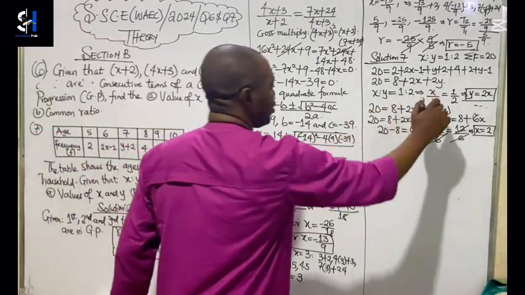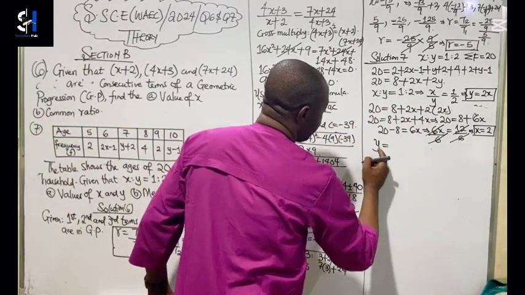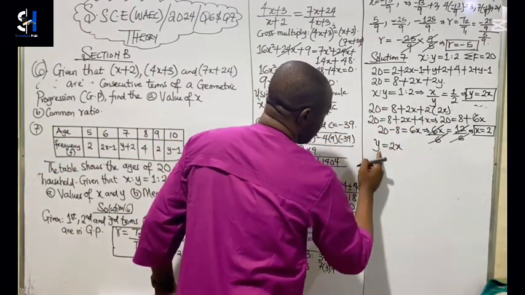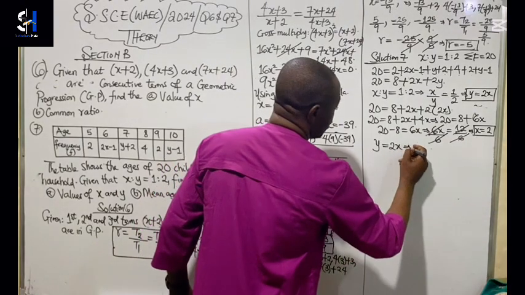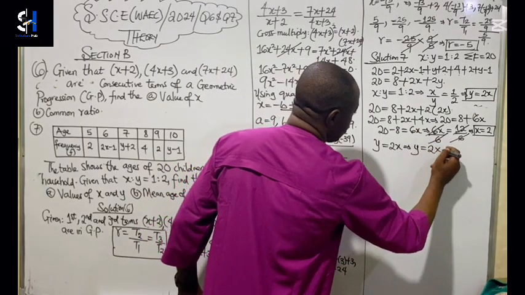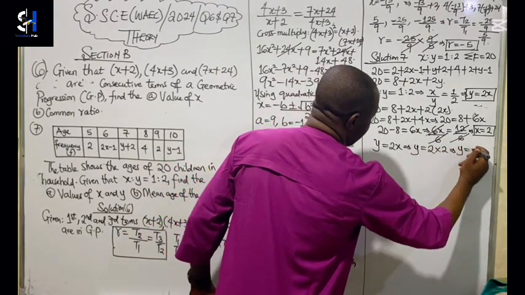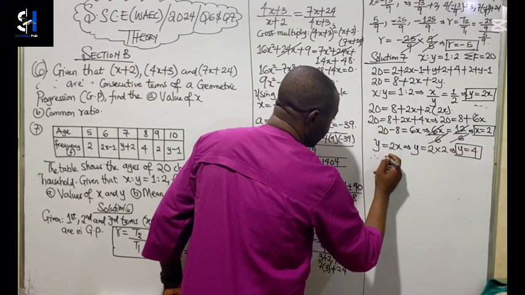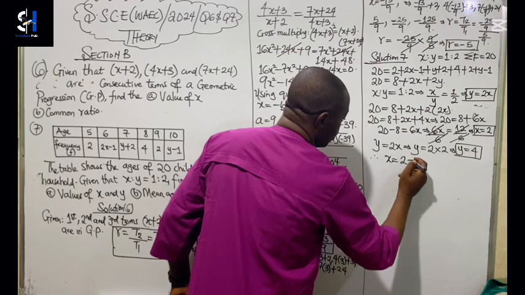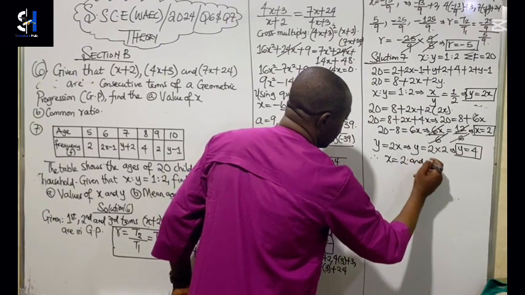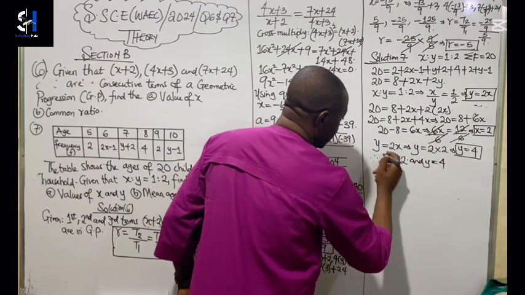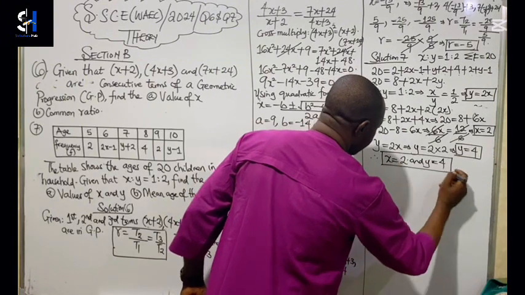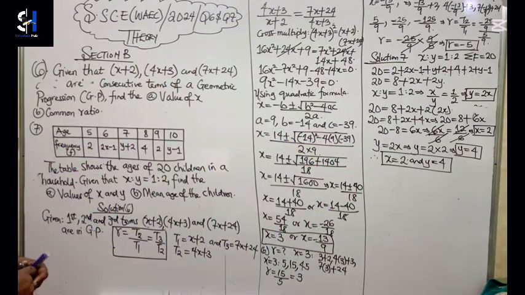But what is now the value of y? To get the value of y, we know that y is equal to 2x, which means that y will be equal to 2 times 2. So the value of y will be 4. Therefore, x equals 2 and y equals 4. That's the answer.